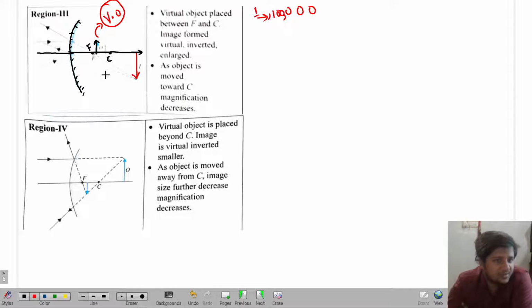So these are experiments which are done. There you will find that if I place the object between focus and curvature, I'll get an image which will also be a virtual image, but it will be inverted and enlarged. What is going to happen, Gagan? This will be inverted and enlarged.